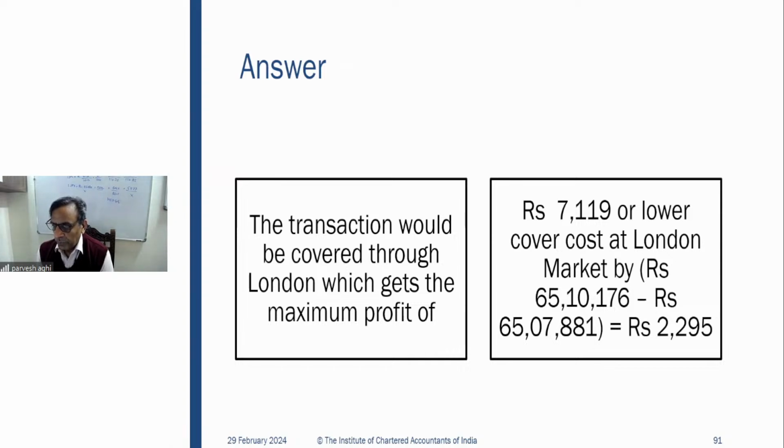Okay. So when he was covering in London, he was getting a profit. If you look at London, he was paying 65,07,000 to cover the same transaction. When he was going to New York, the cover was 65,10,000. So he's actually making more profit of 2,225 by covering in London.